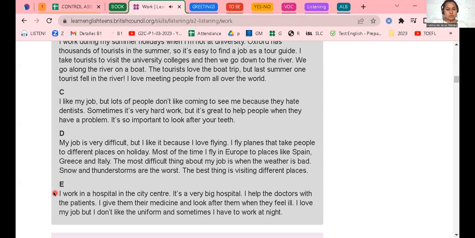E. I work in a hospital in the city centre. It's a very big hospital. I help the doctors with the patients. I give them their medicine and look after them when they feel ill. I love my job, but I don't like the uniform, and sometimes I have to work at night.